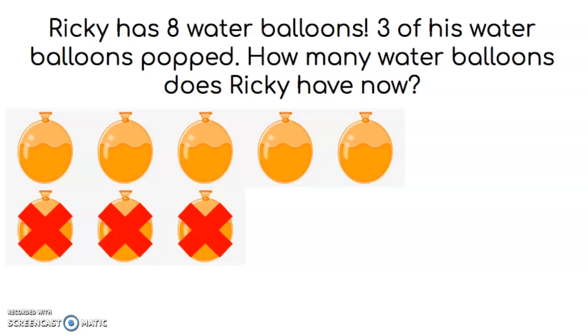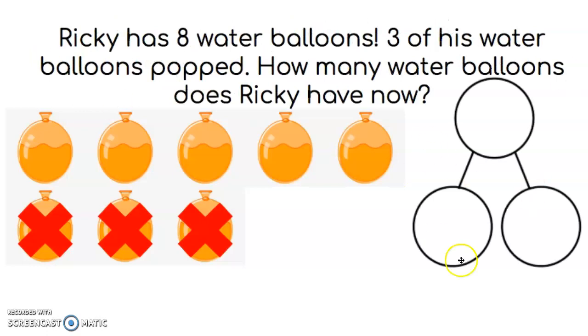All right, so I had Ricky's total 8 water balloons, and now I've shown that 3 of them went away. I want to take this picture that I drew, and I want to put it into a number bond. There's my trusty number bond right here. Remember, your whole goes up here. That's your biggest number. And your 2 parts go down here.